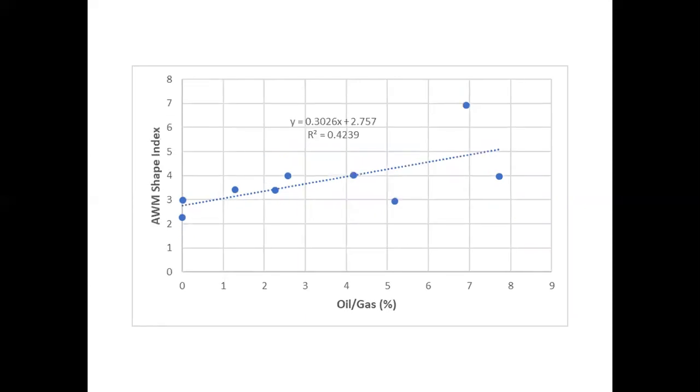Similarly, figure 4C, as shown on the current slide, shows the relationship between the percentage of oil and gas activity and area weighted mean shape index. The slope of this best fit line is 0.3026, which shows a much stronger correlation than any of the other land uses. This means that a 1% increase in oil and gas activity causes an increase in the area weighted mean shape index by 0.3026.